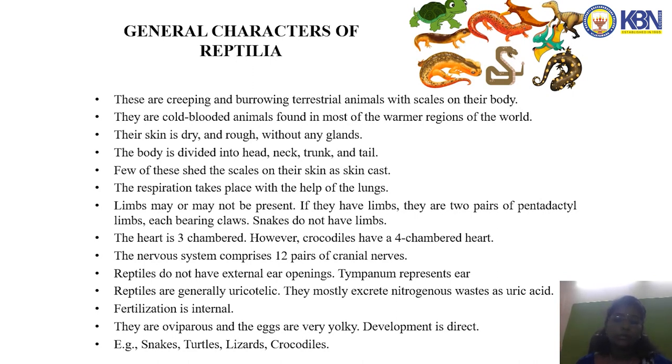The nervous system comprises four pairs of cranial nerves. Reptiles do not have external ear openings. Tympanum represents the ear. Reptiles are generally uricotelic. They mostly excrete nitrogenous wastes as uric acid. The animals which secrete uric acid as the waste material are called uricotelic animals.